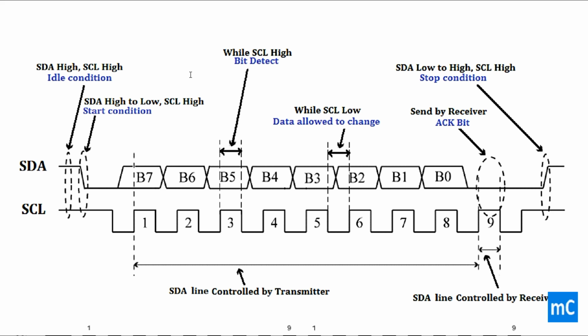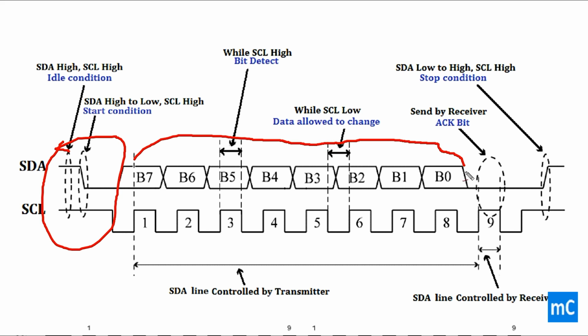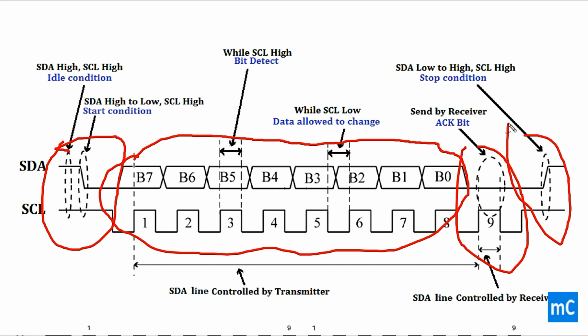We will see the full I2C data transfer in this image. Here we can see the start condition, the data lines, ACK and stop. So SDA high, SCL high, this is the idle time, and SDA high to low when SCL is high, that is the start condition.